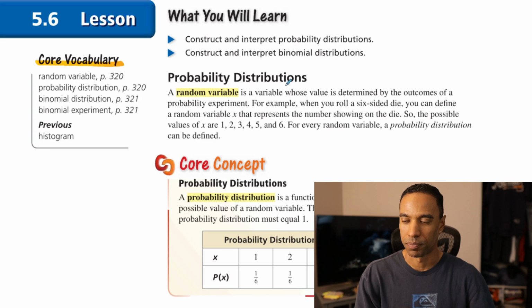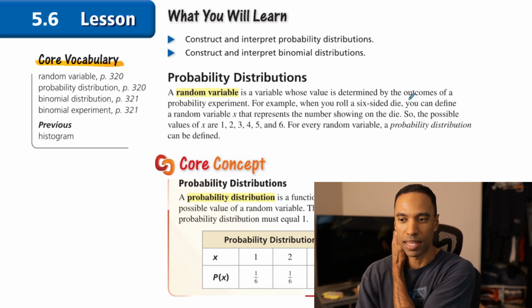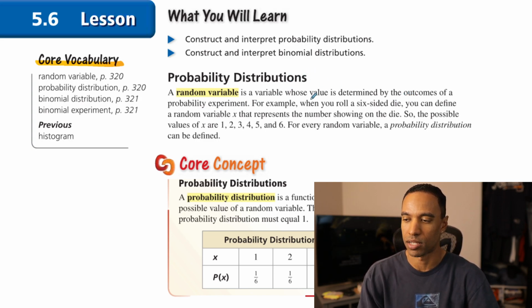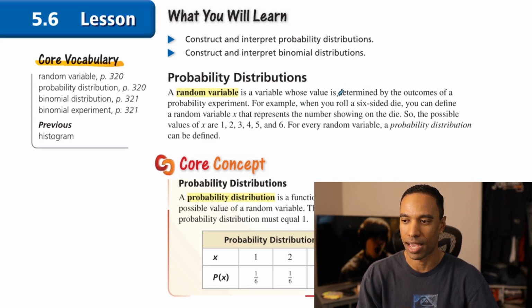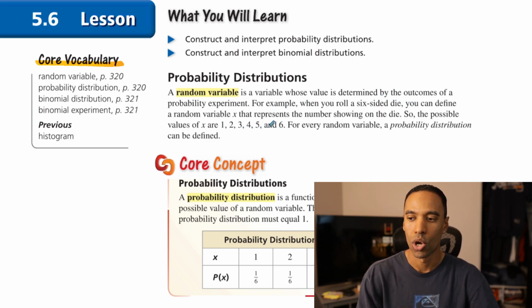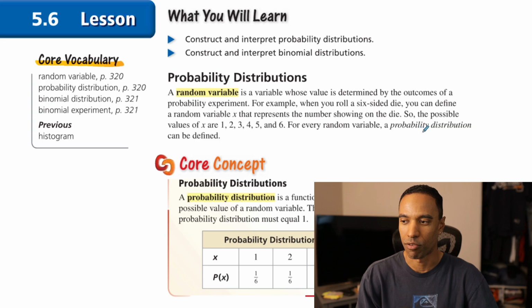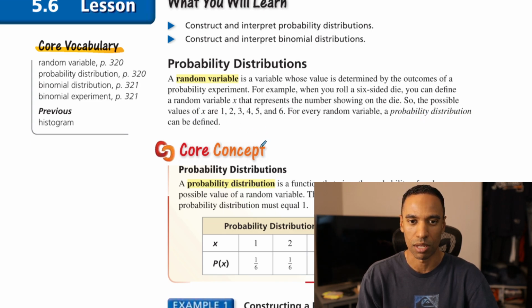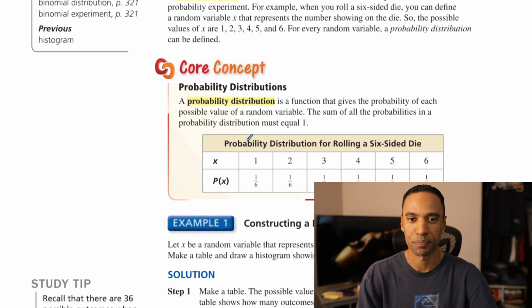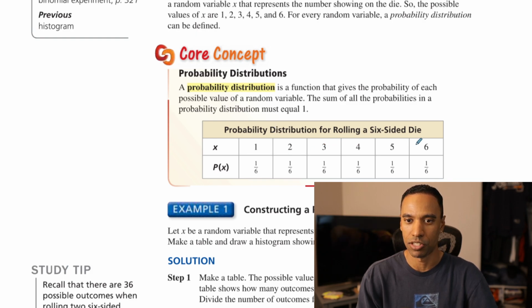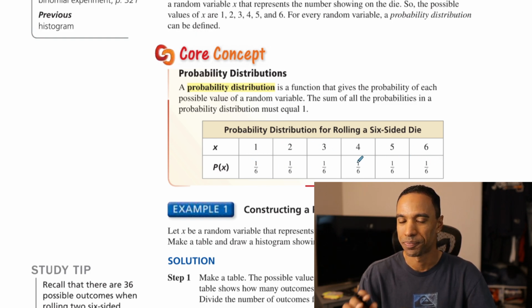A random variable is a variable whose value is determined by the outcomes of a probability experiment. For example, when you roll a six-sided die, you can define a random variable x that represents the number showing on the die. So the possible values of x are 1, 2, 3, 4, 5, and 6. For every random variable, a probability distribution can be defined. So here's the thing, right? We can land on any of these numbers, and we look at the probability being equally likely outcome for any of these things. But there's more to the story that we're going to talk about here in a second.